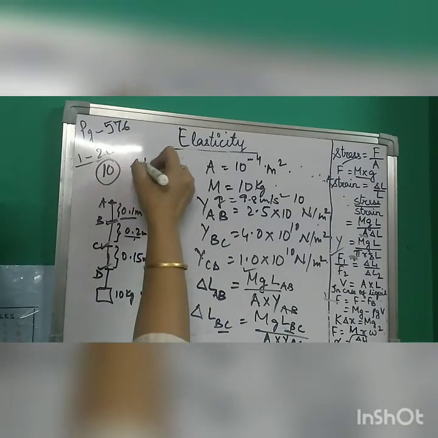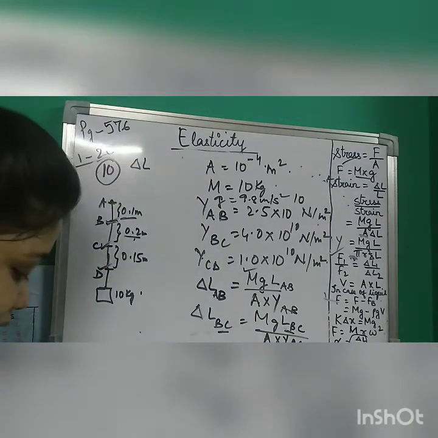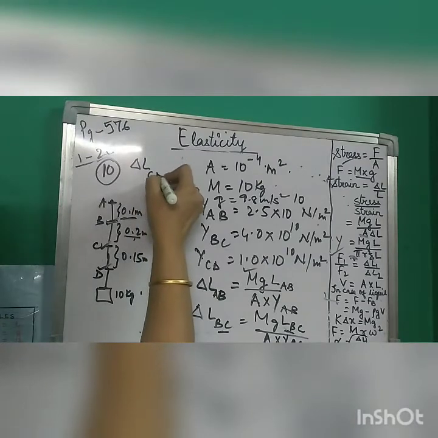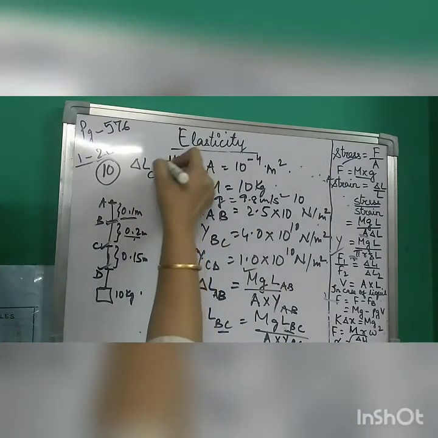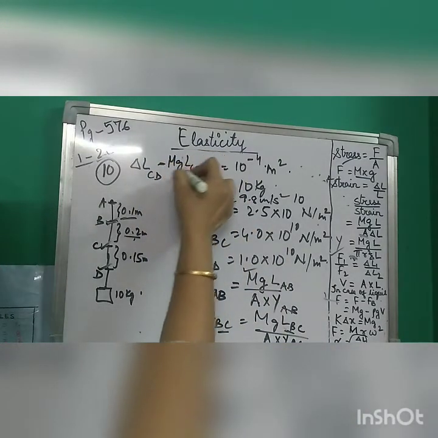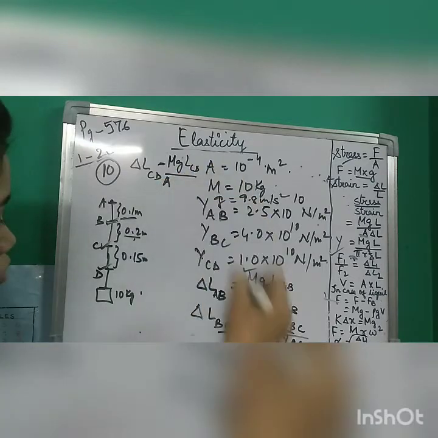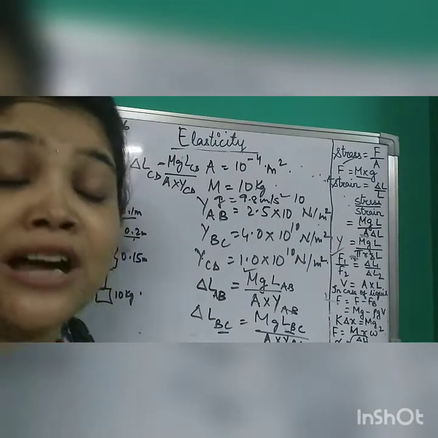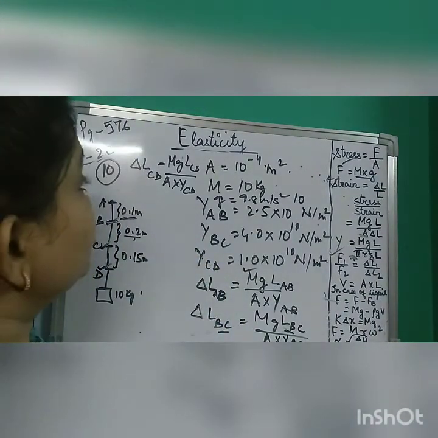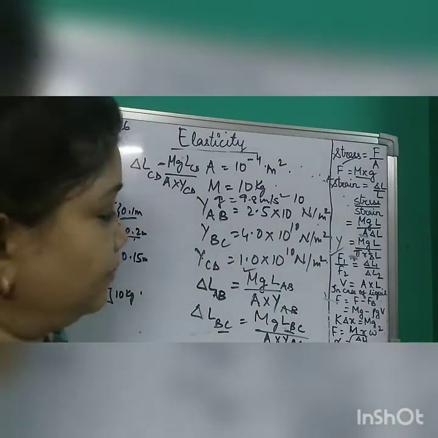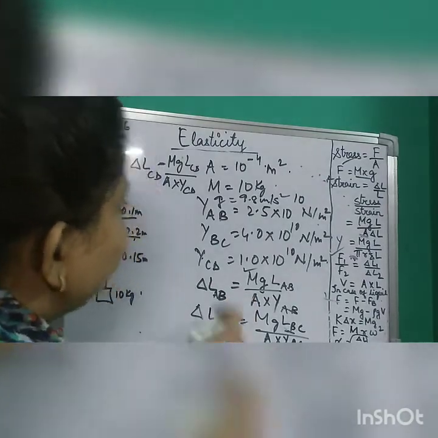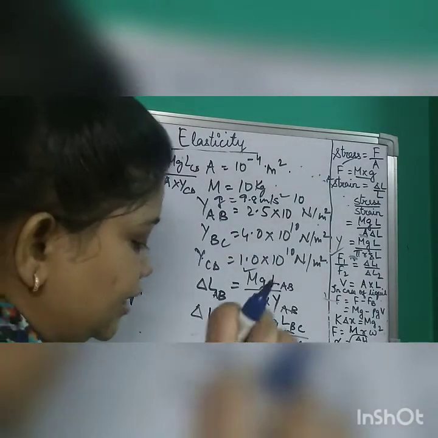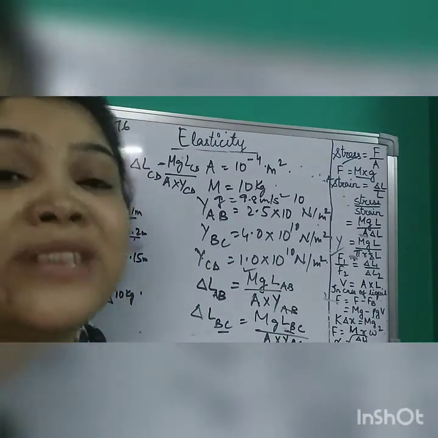Next, delta L. Next, they have asked for CD. Similarly, you find out mgL of CD by A into Y of CD. So you know all the formulas. First, find out the extension of AB, BC and CD. After that, they want you to find the displacement of B, C and D.